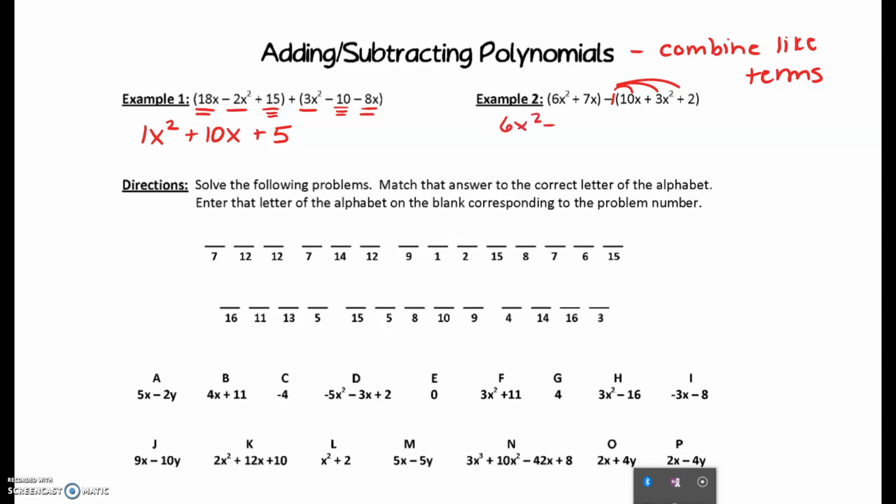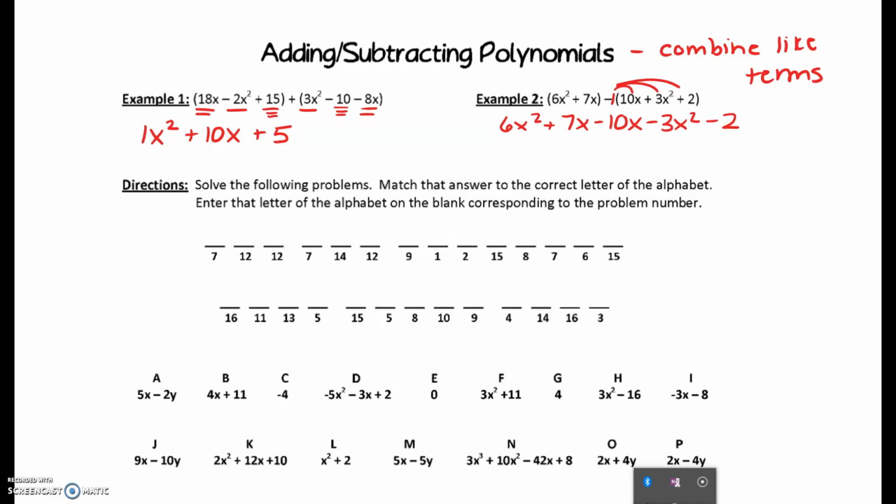So before we can combine our like terms, we're going to bring down our first expression, and then we're going to distribute this subtraction sign into our second parenthesis. So negative 10x, negative 3x squared, and negative 2. Notice that subtraction just changes the sign of each one of these terms. Once you have done that, it is back to this skill of combining like terms.